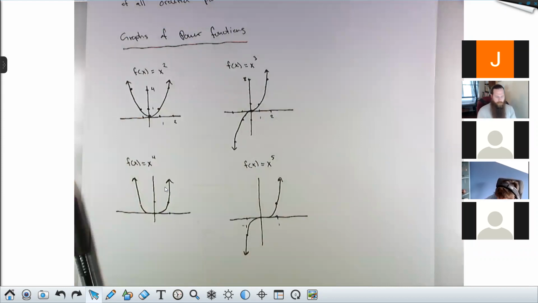Your textbook has a bunch of other graphs from these families, and I'll show you in Desmos what they look like. But first, maybe I'll give you just a second to write these down. And while you're writing these down, I'm going to grab some coffee.